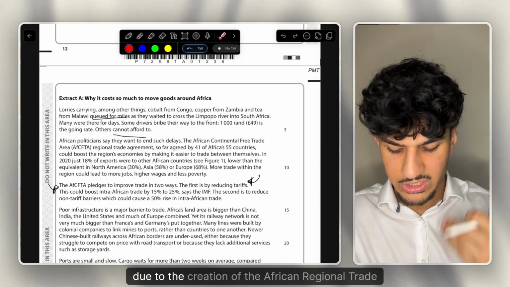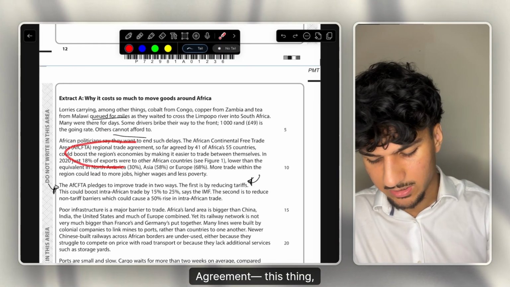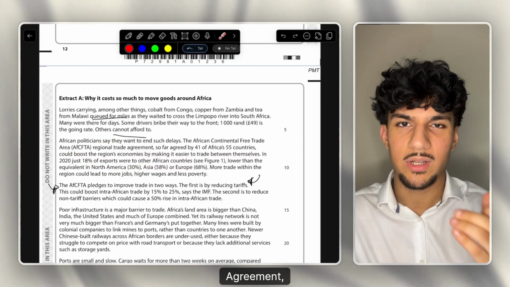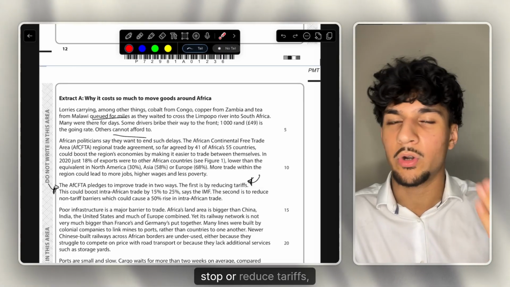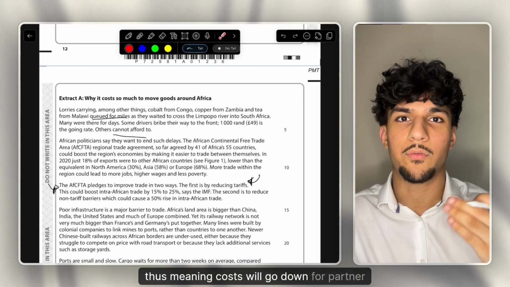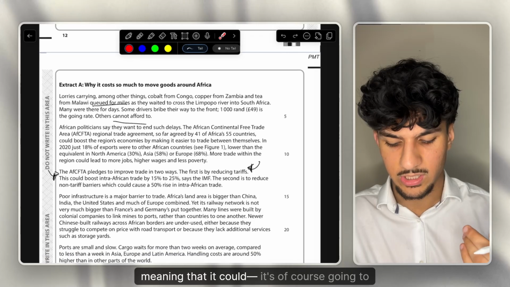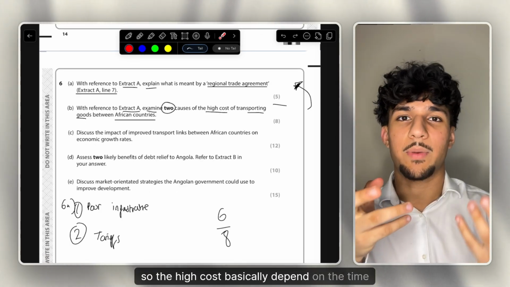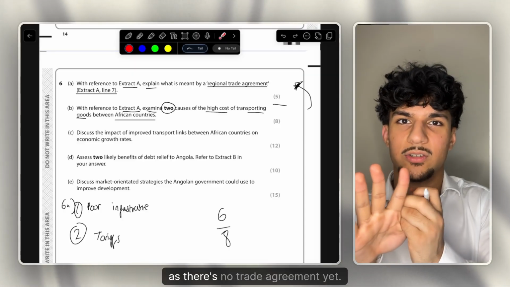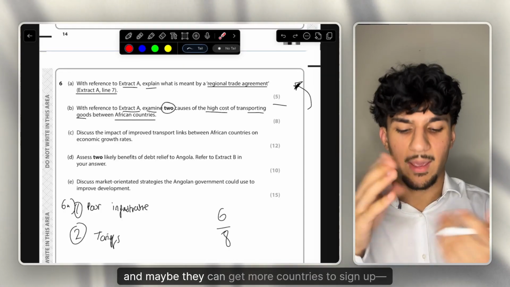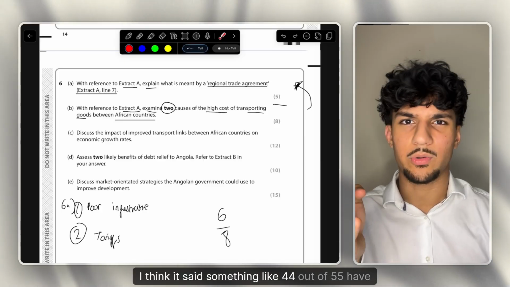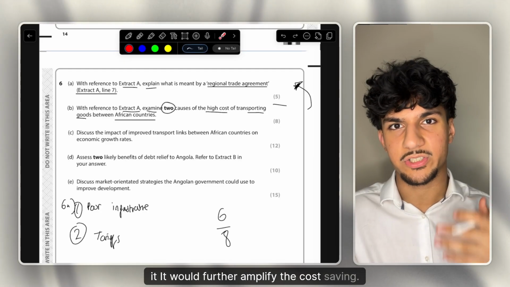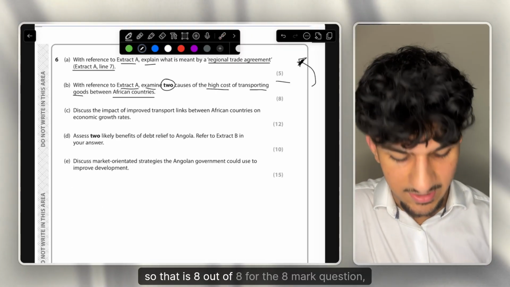due to the creation of the African Regional Trade Agreement, the name of which I just can't say, this is going to stop or reduce tariffs, thus meaning costs will go down for partner countries, meaning it's of course going to reduce the costs between countries trading in Africa. So the high costs basically depend on the time frame. As in the short run, yes, as there's no trade agreement yet. When in the long run, and maybe they can get more countries to sign up, I think they said something like 44 out of 55 have signed up. If they can get even more to sign up, it would further amplify the cost saving. Okay, so that is 8 out of 8 for the 8-mark question.